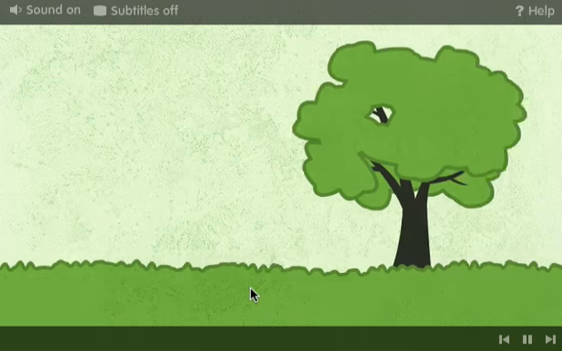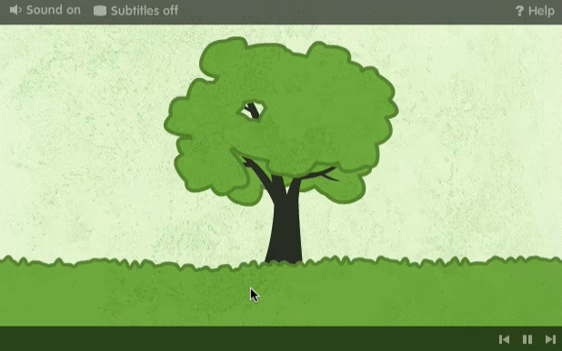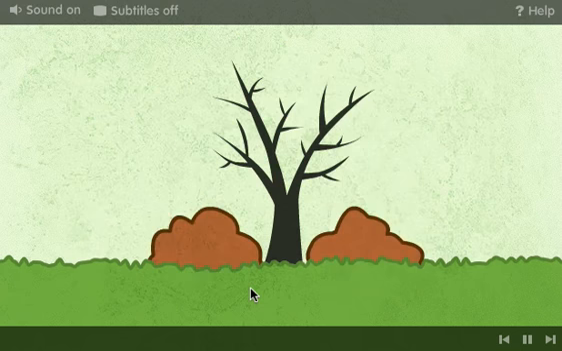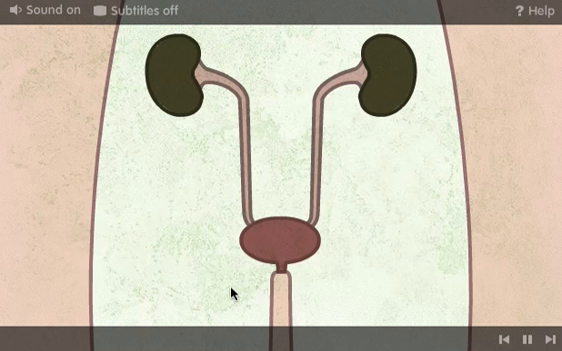The next process we'll look at is excretion. Excretion describes how animals and plants get rid of the chemical waste they produce. When plants shed their leaves in autumn, that's one way to get rid of chemical waste. Animals, on the other hand, need to get rid of waste more often.